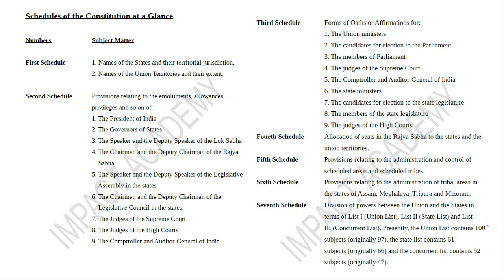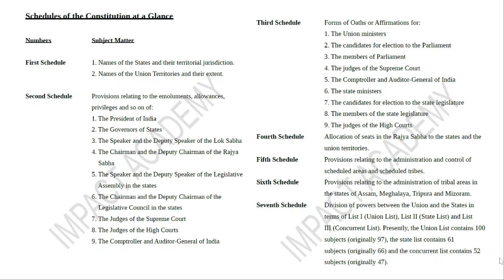And List 2 contains 61 subjects. Originally 66 were there. Five of them have been removed and added in the Concurrent List. And those five we've seen multiple times: forests, weights and measures, education, etc. So all that is very important.